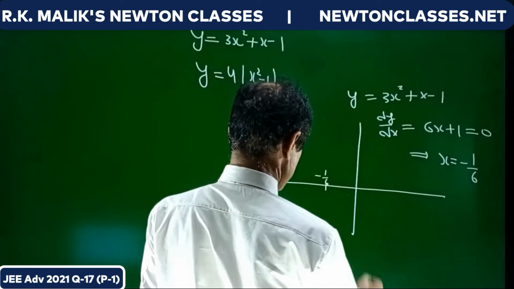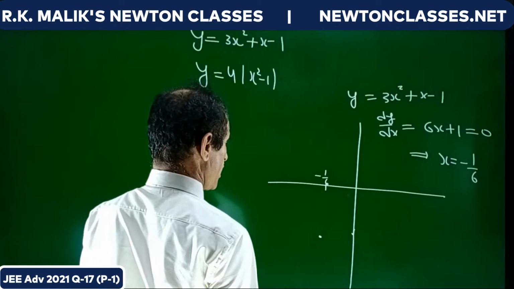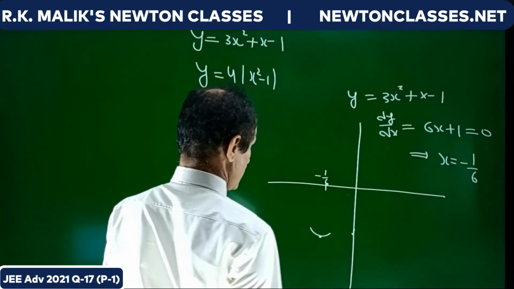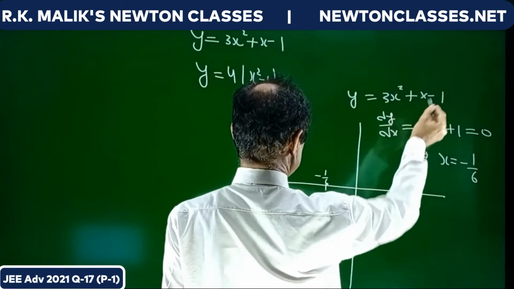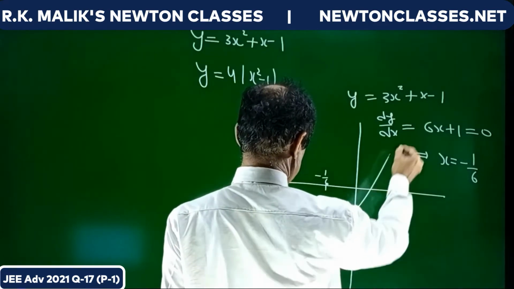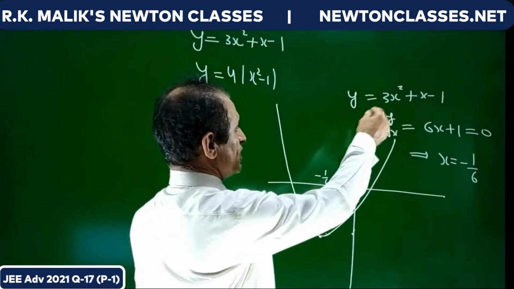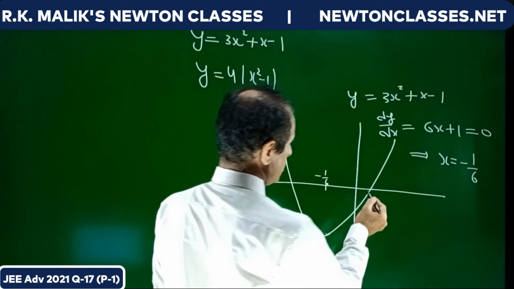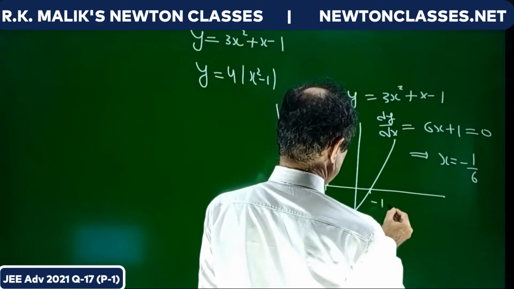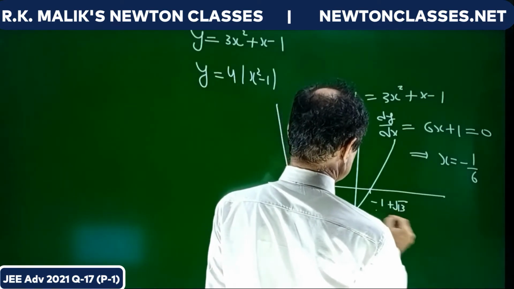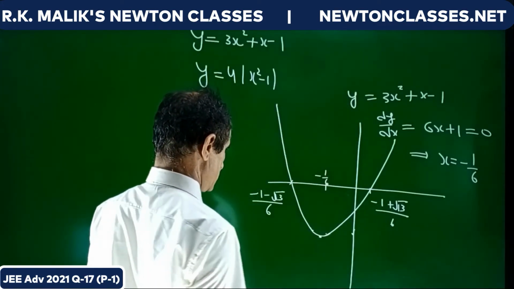Minus 1 by 6 is somewhere here. At this point the graph will turn and it will cut y-axis at the point minus 1, because for x equal to 0 value of y is minus 1, and this is the graph of 3x square plus x minus 1, and the roots of this are minus 1 plus under 13 by 6 and minus 1 minus under 13 by 6.